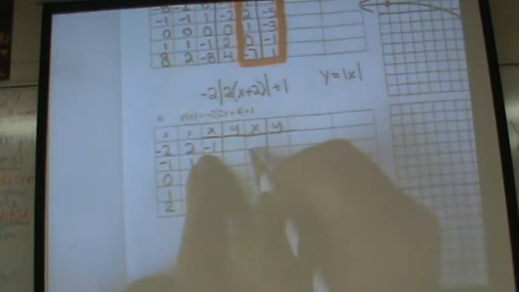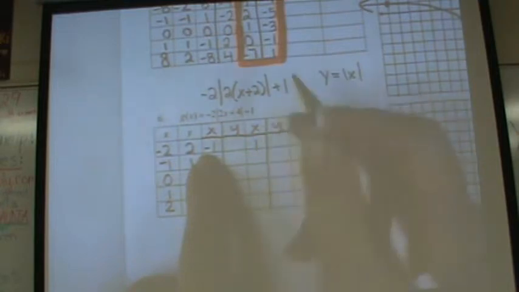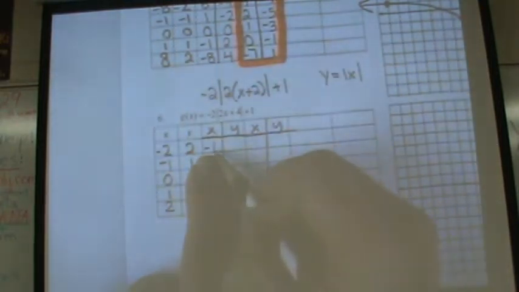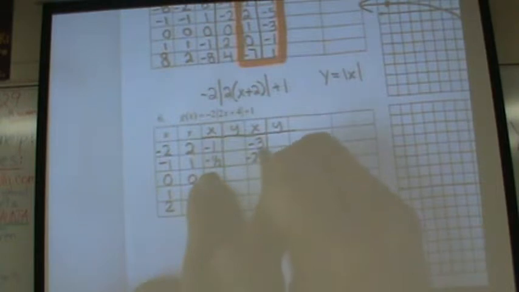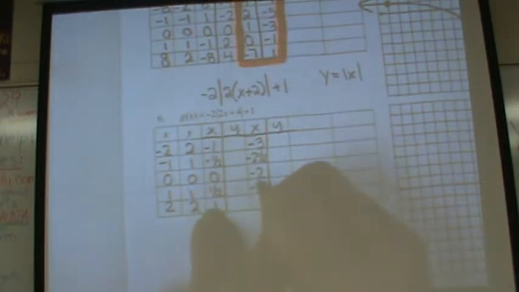So if I added 2 to this, I get 1. I'm sorry, you're subtracting 2. I knew something was wrong. Subtract 2. You do the opposite. Subtract 2. So you get -3, subtract 2, -2.5, subtract 2, -1.5, and subtract 2, -1.